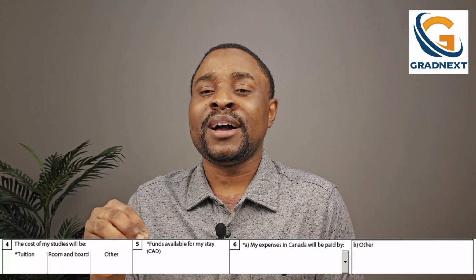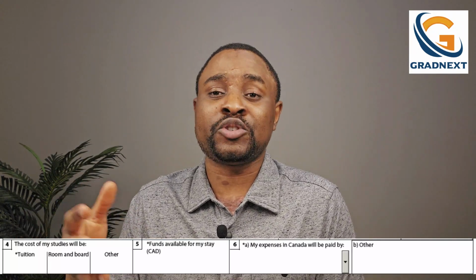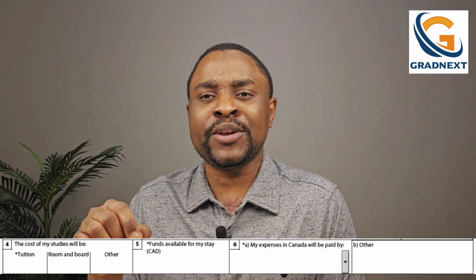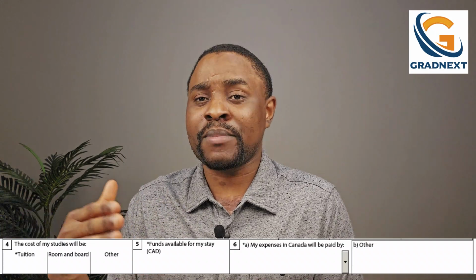Travel cost, there is no specific amount for travel cost on the IRS website. Usually 3,000 to 5,000 should be reasonable for travel cost, or even less. I would say an average of 3,000 should be reasonable. The next part is going to be the funds available for my studies.